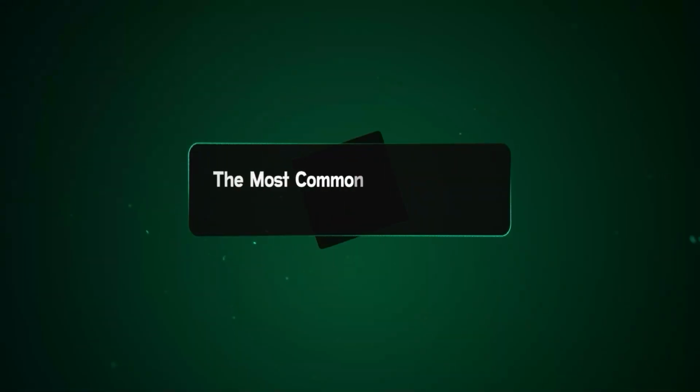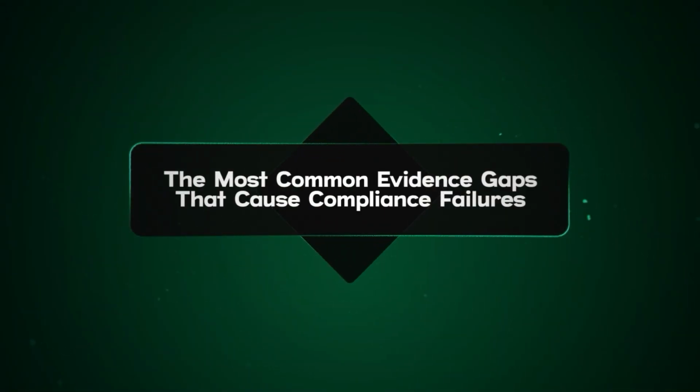policies. SOC 2 isn't just about having policies. It's about proving you actually follow them. Companies fail their audits because evidence doesn't match their policies or because they don't maintain consistent records over time. So I'll give you the most common evidence gaps that cause compliance failures.